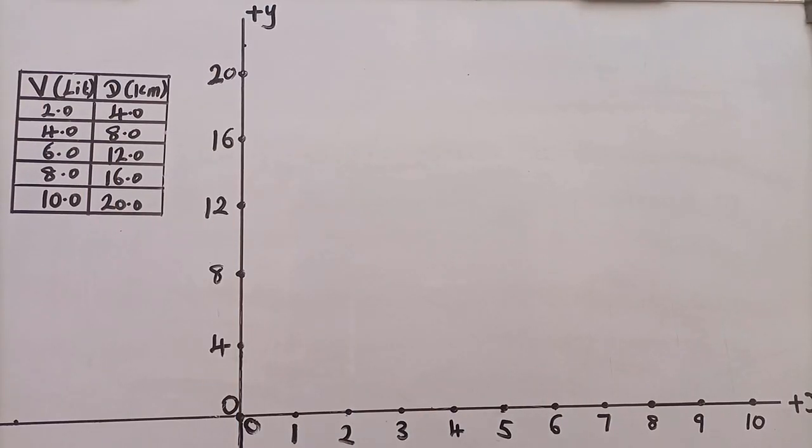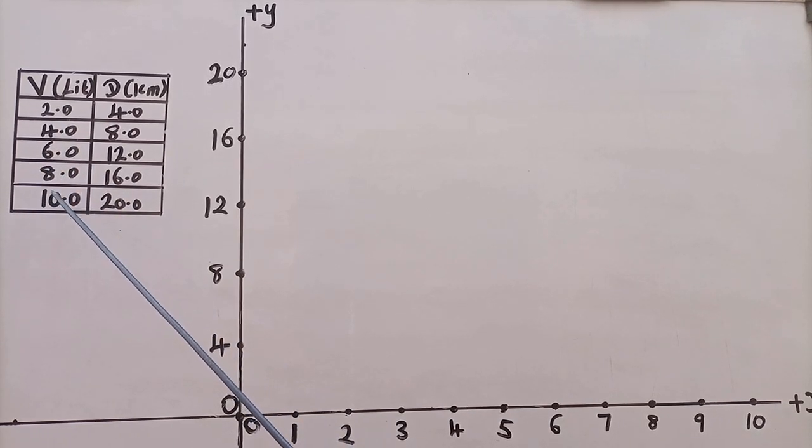Now let's use the Cartesian plane to show the changes that took place in the former case we had. That is the volume of petrol in the vehicle and the distance the vehicle travels before the volume of that petrol finishes the process. This table here reminds us of that which we had in the beginning. Recall that when 2 liters of petrol were put into the tank, the vehicle traveled 4 kilometers before the petrol got finished.